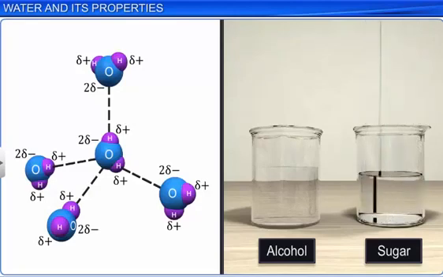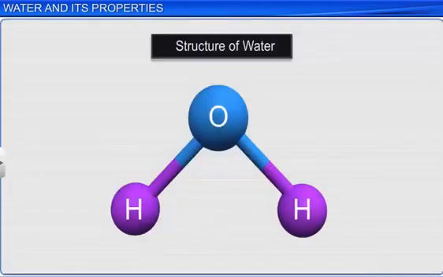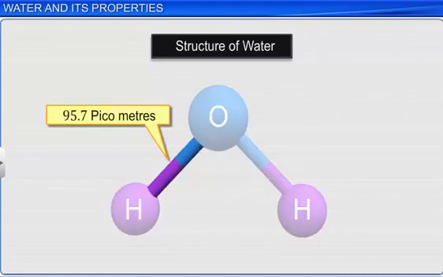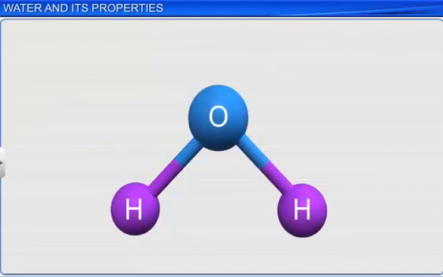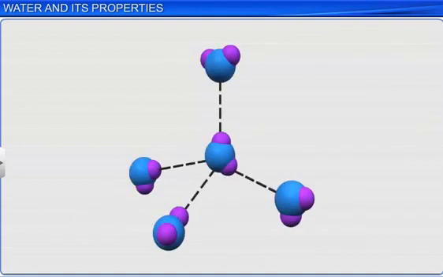The shape of the water molecule is bent or V-shape with a bond angle of 104.5 degrees and an OH bond length of 95.7 picometers. In the water molecule, as the oxygen atom has a higher electronegativity than the hydrogen atom, it carries a partial negative charge, whereas the hydrogen atom carries a slightly positive charge. As a result, water is a polar covalent molecule. In the liquid phase, water molecules are associated by hydrogen bonds.